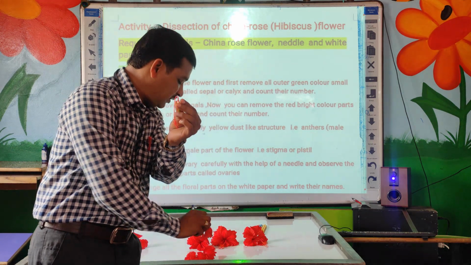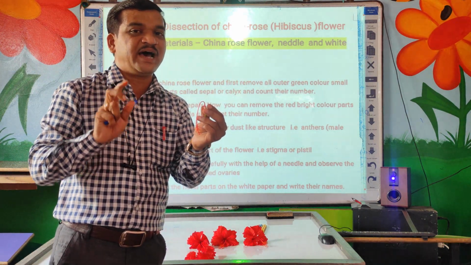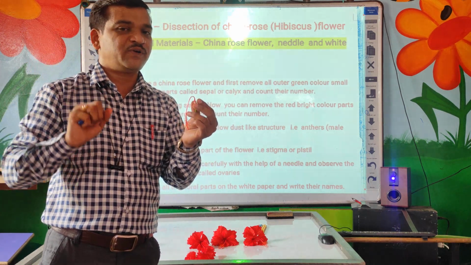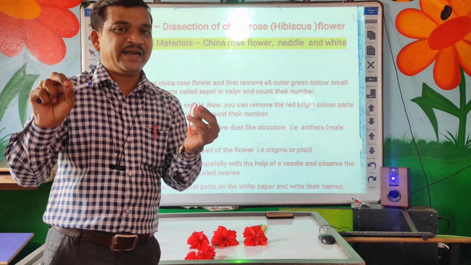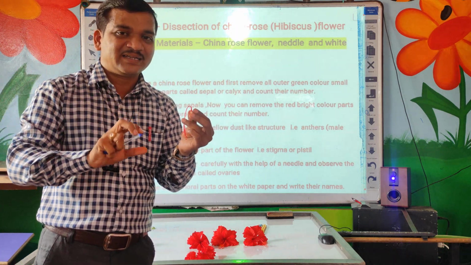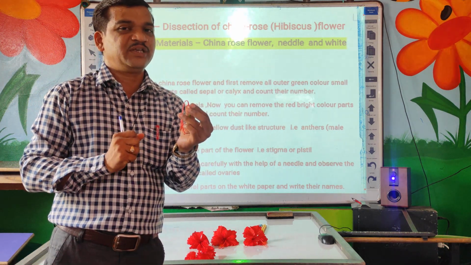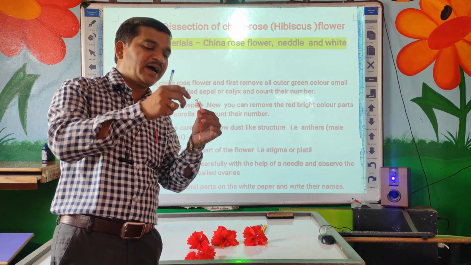So how many petals did we get? 5. So the total number of petals is 5. So you can write the total number of petals is equal to 5. And what is the function of these petals? Petals are bright in color to attract the insects for pollination. Okay, students? Now we'll go for the next part.